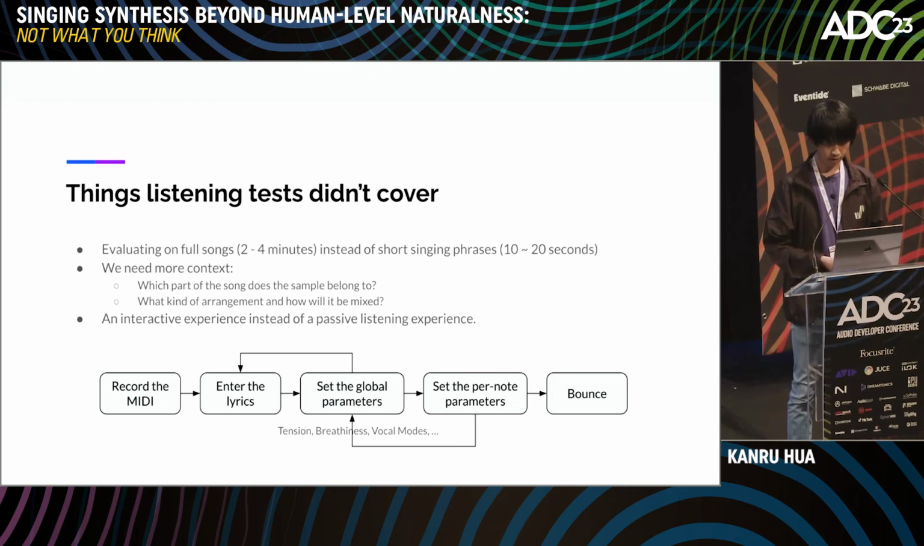And then how do we test how the model responds to the user input? Does it still sound as natural when the user inputs his own bias into the system? These are all things the listening test didn't cover.